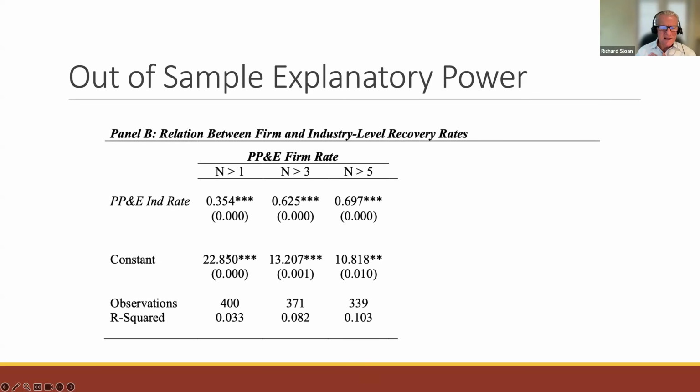When they do that for PP&E, they find a strong positive relation between the average recovery rate in the other firms in the industry and the particular firm they held out. And once you get up to at least 5 firms in the industry, the more firms, the cleaner the estimate. By this point, your R squared is 10%, and you're getting not far off of 1.7 for your coefficient. And so it seems they're capturing meaningful variation in PP&E recovery rates across industries.